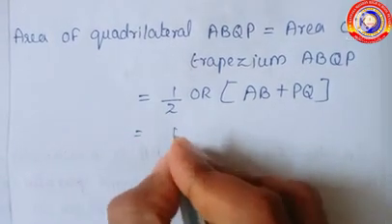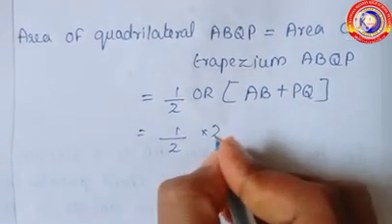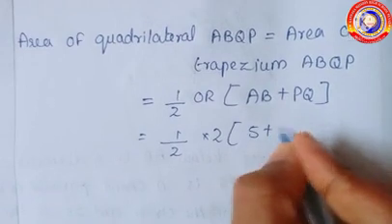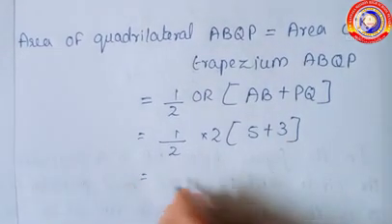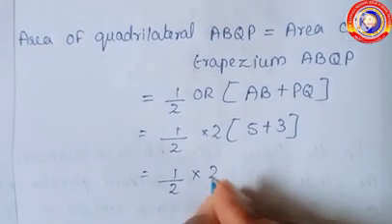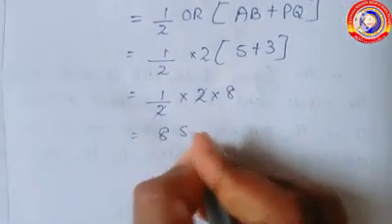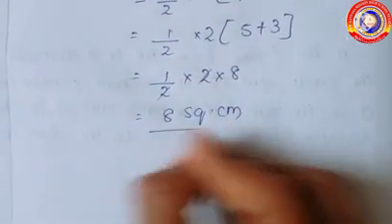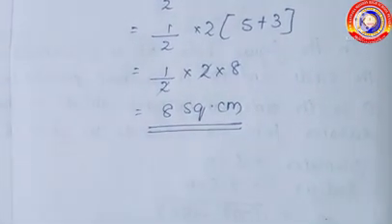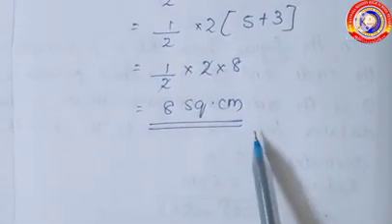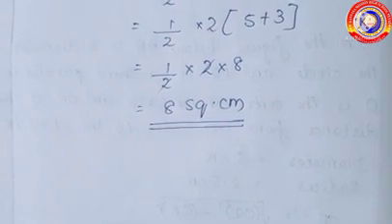That is equal to half. OR is 2 centimeter, so 2 into AB is 5 and PQ is 3, which is equal to half into 2 into 5 plus 3 is 8. Here these two get cancelled and the remaining is 8 square centimeter. So the area of the quadrilateral is 8 square centimeter.